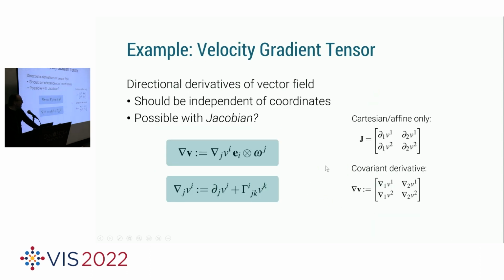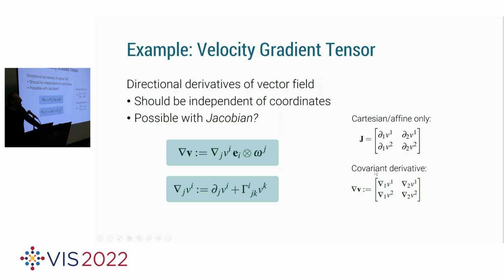Okay, so if you look at the velocity gradient tensor, nabla v, that's very commonly used in flow visualization, for example, to detect features in flow, such as vortices and so on. This is often written as a Jacobian J, a Jacobian matrix of an arrangement of partial derivatives of the vector components derived in all the different spatial directions. The problem is, this is correct, but only if you use Cartesian or affine coordinates. If you use another coordinate system, it's immediately incorrect.